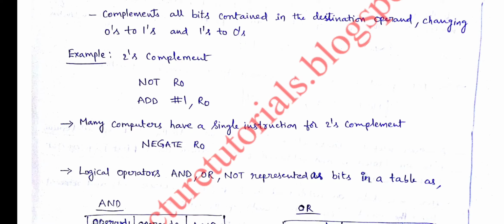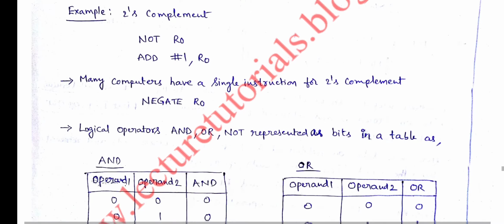Many computers have a single instruction for 2's complement also. Some of the computers have a single instruction for performing 2's complement, which is NEG or negative. Okay. Logical operation operators AND, OR, NOT are represented as bits in a table. We have to represent these three operations in the form of a table. It should look like this.